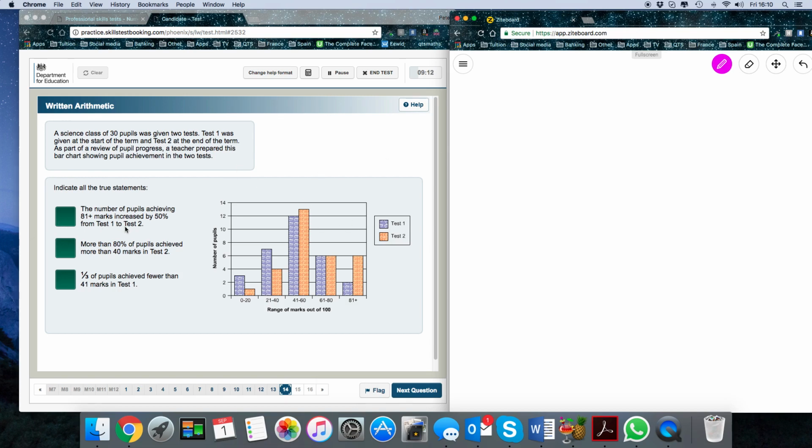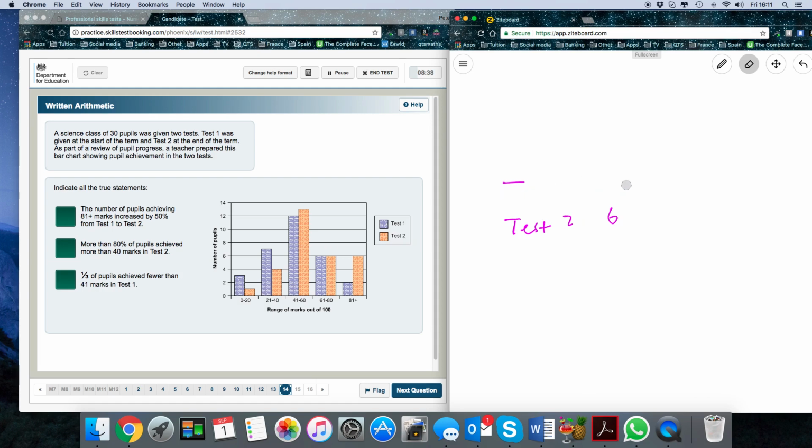So first statement, the number of pupils achieving 81 plus. We've got to get some numbers. So 81 plus in test 1, the blue one, it's 2. In test 2, it's gone up to 6. If we increased test 1 by 50%, 50% of 2 is only 1, and you'd add 1 on to 2 and you'd get 3. It's clearly false. So this first one, false.